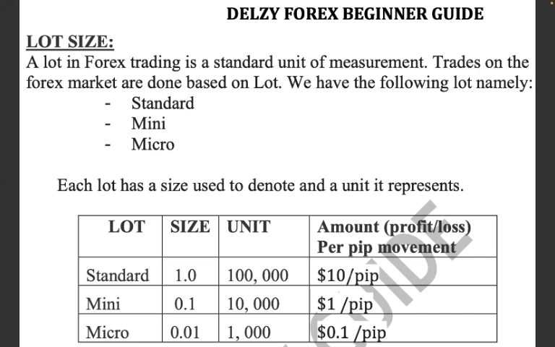So if you choose 1 standard lot, for every 1 pip, you're going to make $10. So imagine if the market should move 10 pips in your favor, 10 times 10 is $100. And also don't forget that if the market moves against you, you're also going to be losing 10 times 10, which is $100. All right. So that is that for pips.